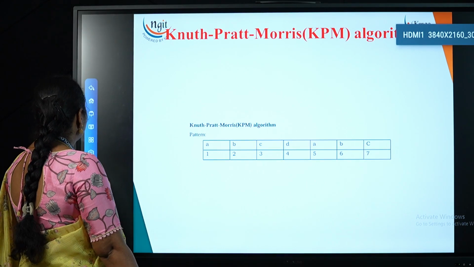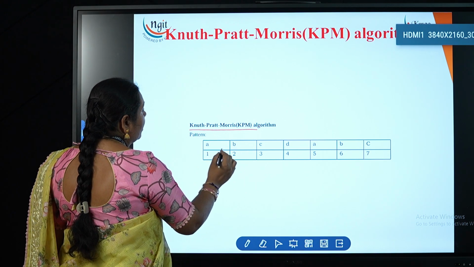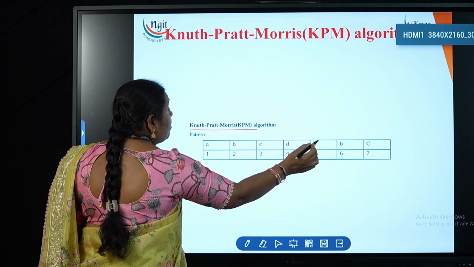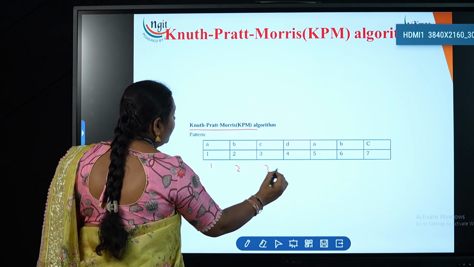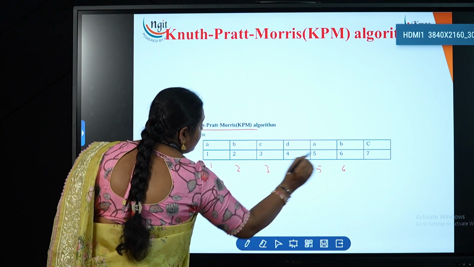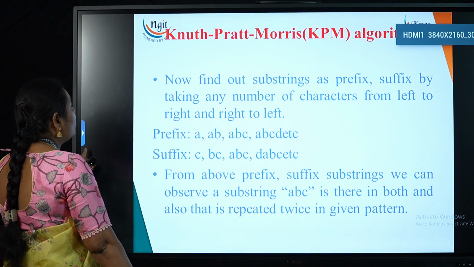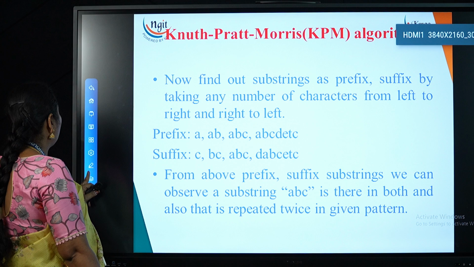So this is a pattern. For example, we are starting with the KMP algorithm. Here I have a pattern A, B, C, D. If you see here A, B, C, D, A, B, C, I am taking only the order of this, 1, 2, 3, 4, 5, 6 and 7, right? So what are we going to do now? Now we have to find out the number of substrings we can make here.